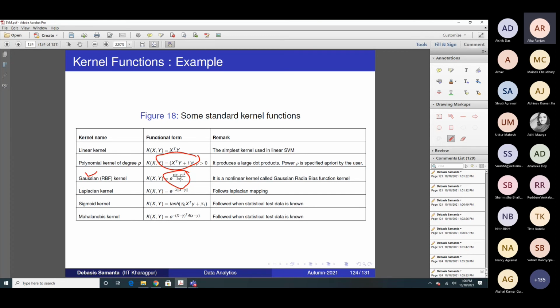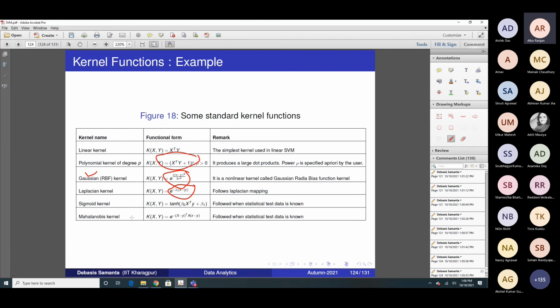For this kernel, C and sigma square need to be calculated. Again, there is a methodology for how C and sigma square can be calculated. Another very popular kernel is the Laplacian kernel. For this Laplacian kernel, an unknown parameter lambda has to be learned. Another kernel is the sigmoid, which takes this form with tan hyperbolic, with beta 0 and beta 1.